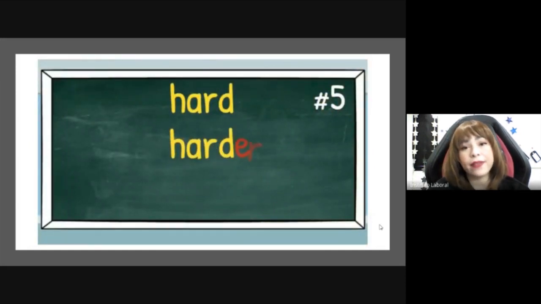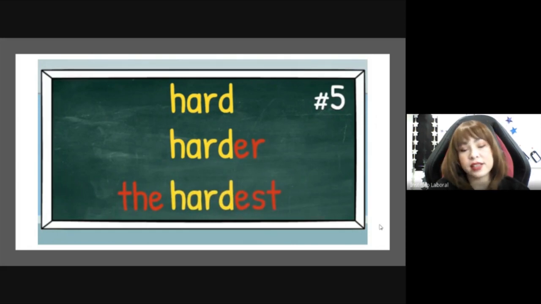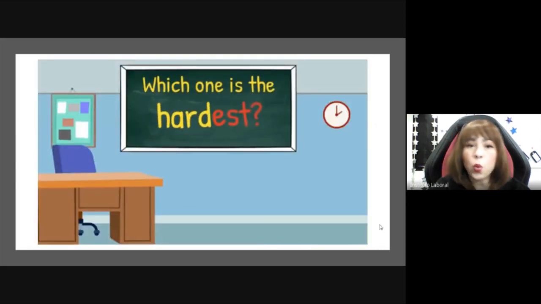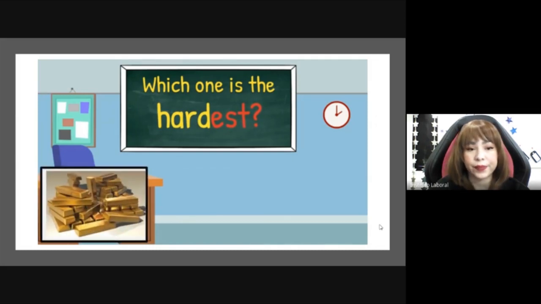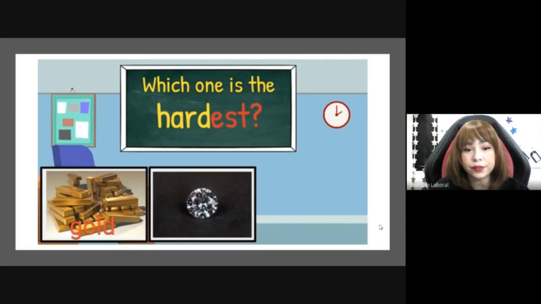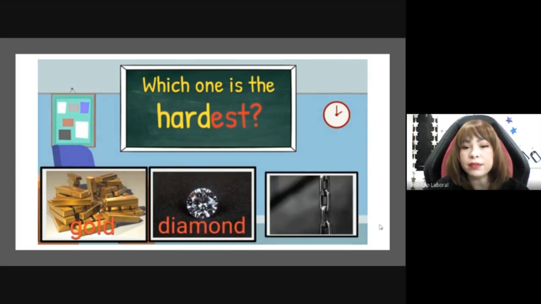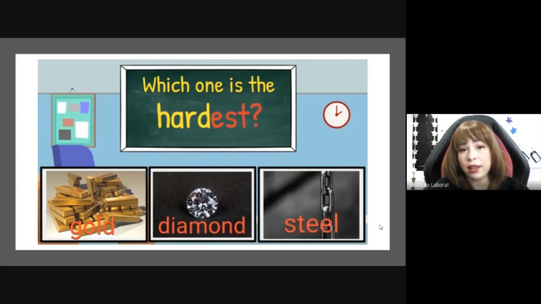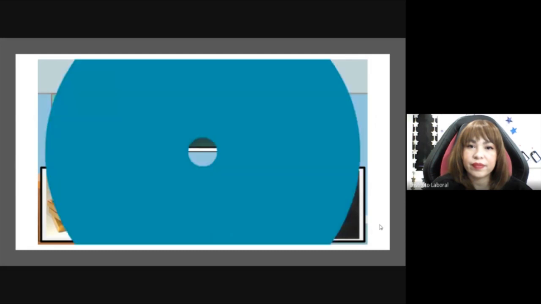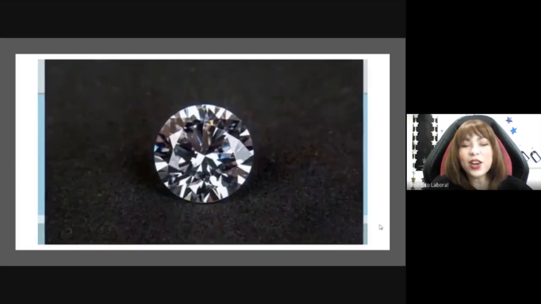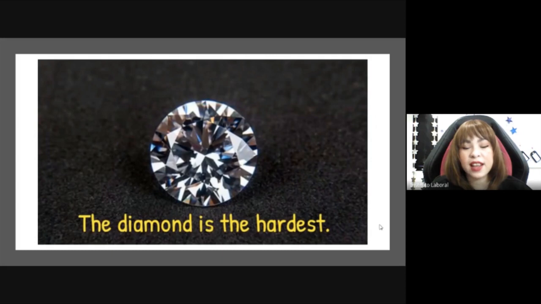Number 5, hard, harder, the hardest. Which one is the hardest? Gold, diamond, or steel? Which material is the hardest? Think quickly. Yes, correct. The diamond is the hardest.